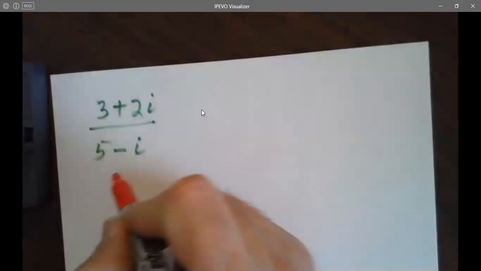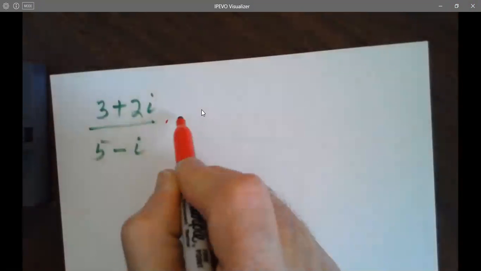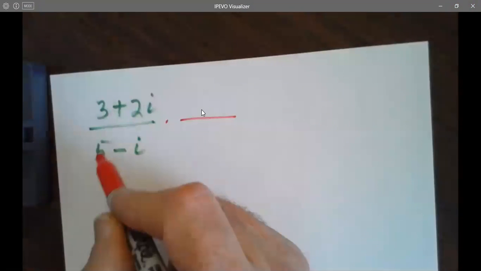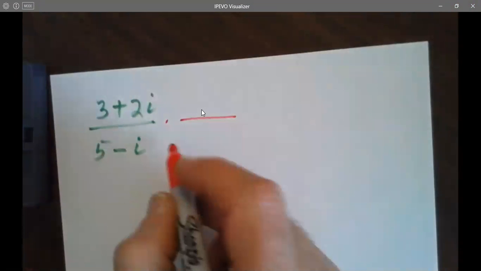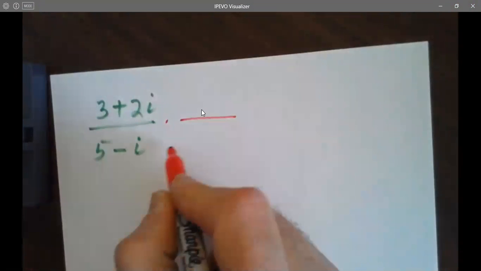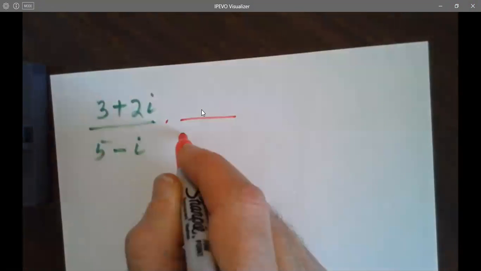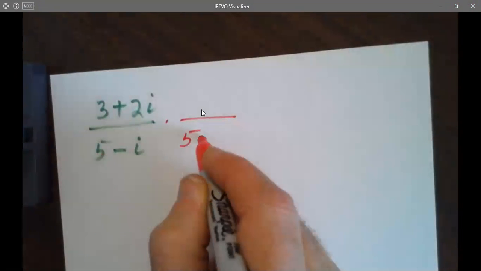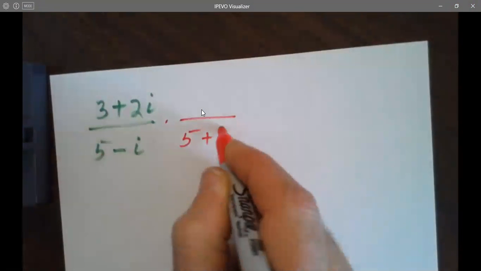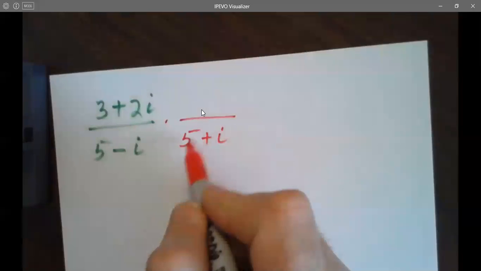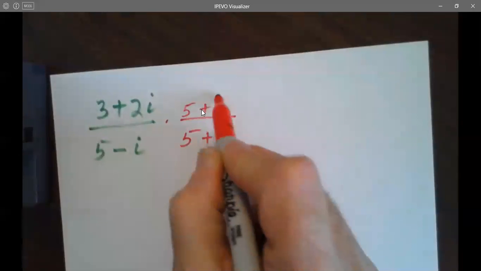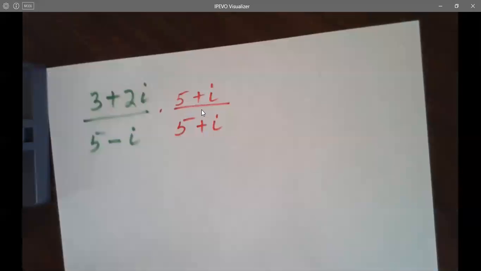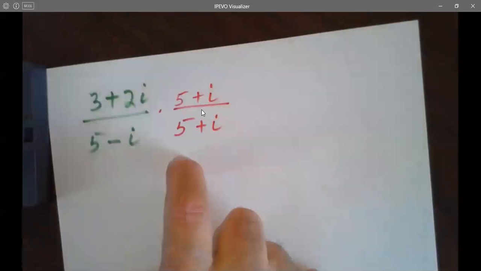So we need a complex conjugate for the denominator because it's not in standard form for a complex number to be in the denominator. So we want the conjugate to 5 minus 1i. So that's going to be 5 plus 1i. But we can't just write that. We have to write anything over itself is 1. So we have to write 5 plus 1i over 5 plus 1i, because anything over itself, except for 0 over 0, is 1.